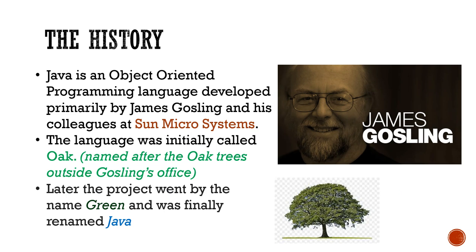James Gosling, along with his friends, developed a language at Sun Microsystems. The language was initially called Oak. He named it after the oak trees outside Gosling's office. So outside Gosling's office there was an oak tree, and he wanted to give a name to the language he developed, so he just gave the name Oak. Later the project went by the name Green. So they changed the name to Green and then finally renamed it Java. So this is the brief history of Java.